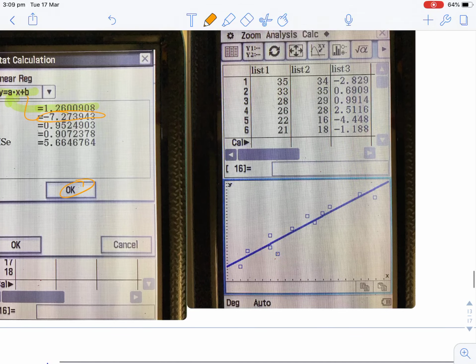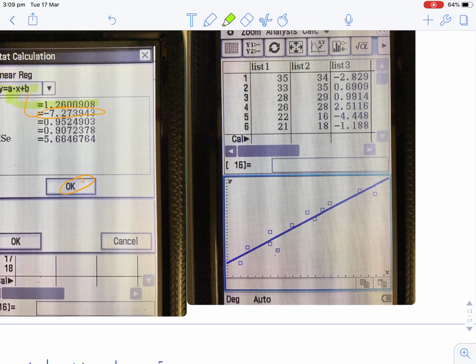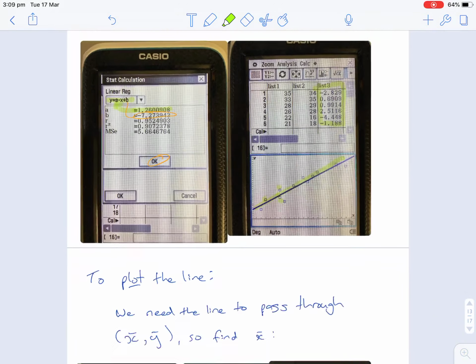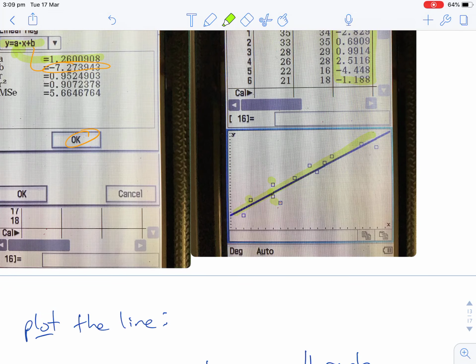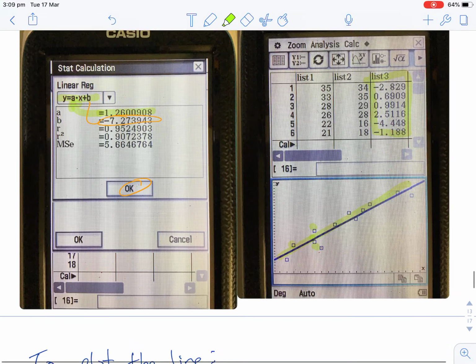Once you hit your OK button, it's then going to plot the data for you. So you can see a couple of things have happened here. First, it's calculated my residuals and put those into that list 3. It's also plotted all my data points and put this regression equation through. So if I wanted to make predictions, I could then use trace and predict straight from that, which is my safest way to go because I'll have no errors.